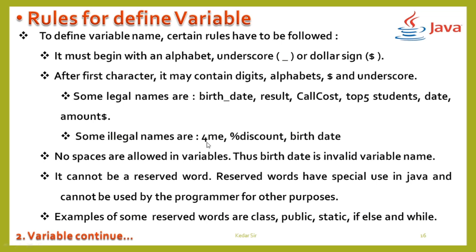In the first one, 4 is given, it is numeric, right? We must begin with an alphabet, underscore, or the dollar sign. Second one, percentage, a special character is used, right? And birth date, with a space, right? No spaces are allowed in variable names. So birth date is an invalid variable name.